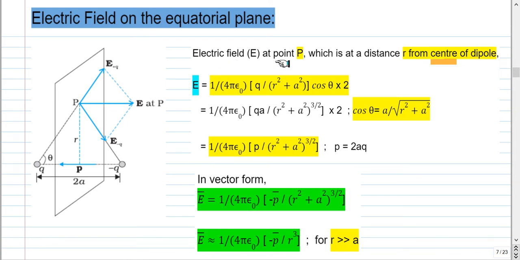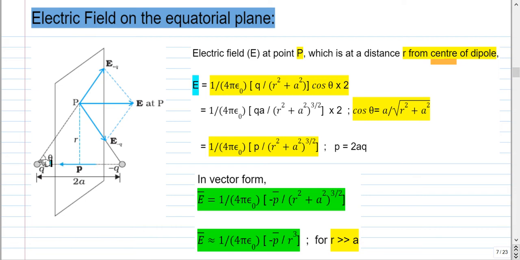The electric field at point P, which is at a distance r from the center of the dipole, is 1 by 4 pi epsilon naught, the charge divided by the distance square. The distance between q and the point is this one, which is a square plus r square. That is the square of the distance. So distance square is r square plus a square. And we have to take the cos component. This angle is theta, so this angle is also theta. And 2 because one is from plus q and another from minus q.